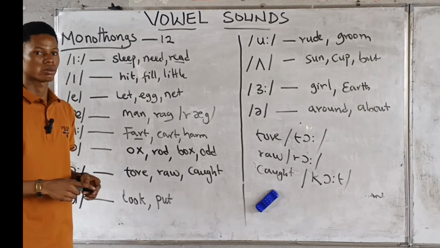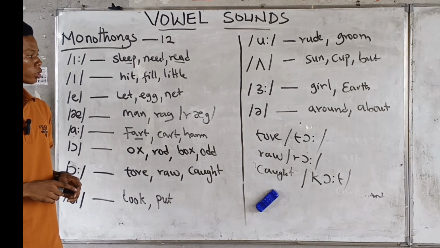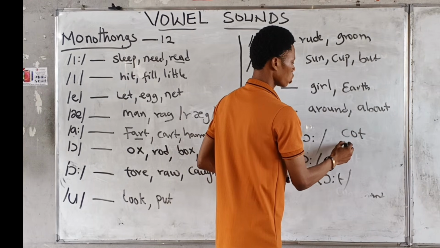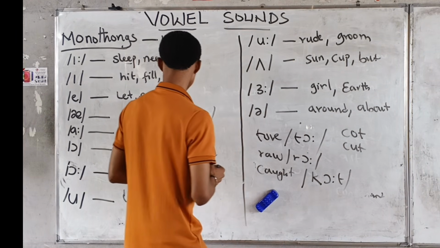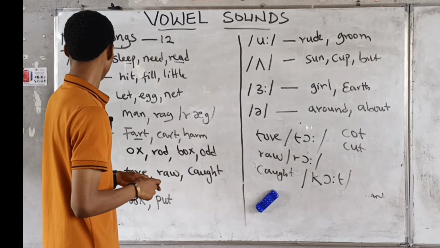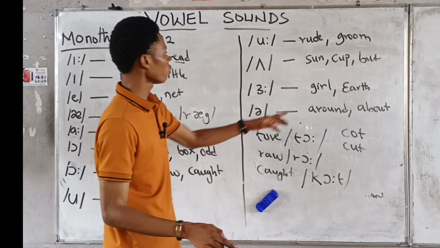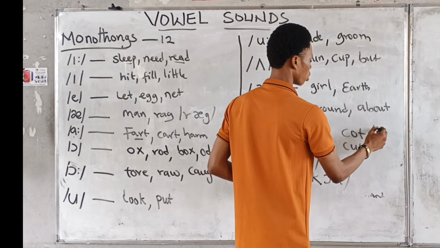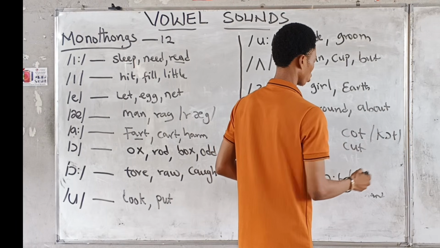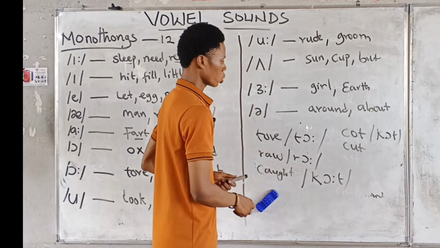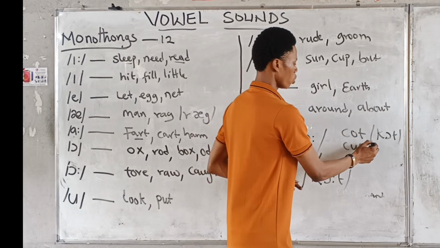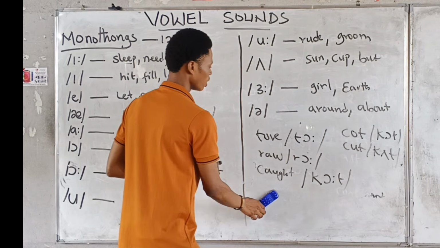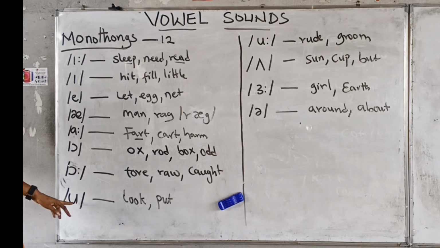Yes. Cot. Cot and cut. We'll see cut somewhere. We'll get to cut, even cop here. But this one, cut. Cut is a short of cut. Cut. Then this one, you have your cat. Don't worry, we are getting there. This one is what?